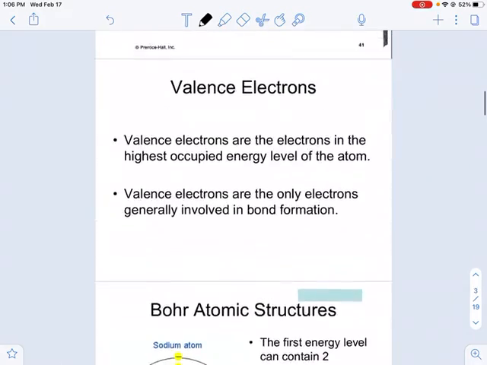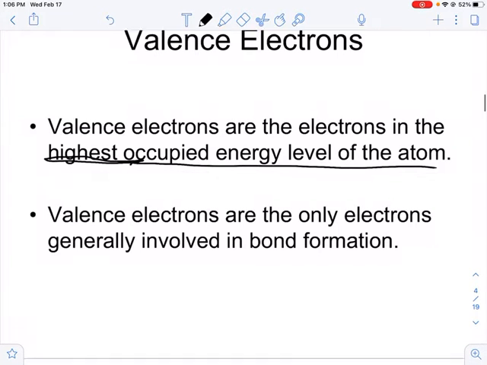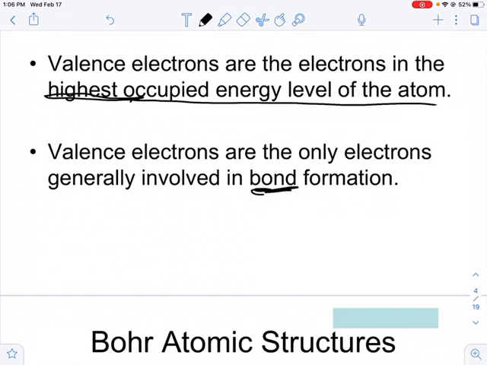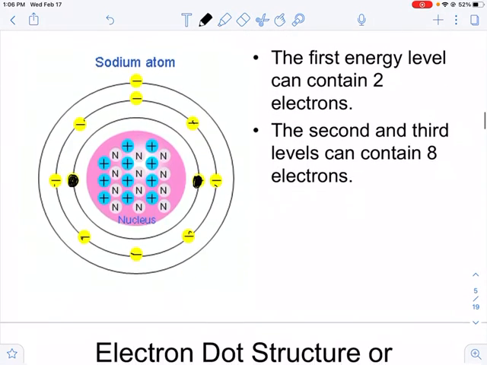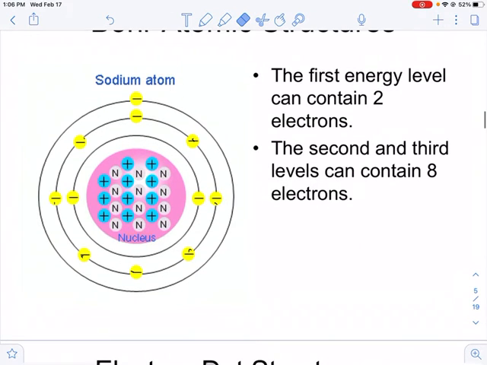And once again, valence electrons are the electrons in the highest occupied energy level of the atom. That's what we talk about when we talk about bonding. When we talk about bonding in the next unit, that's why this is so important. Depending on when you're watching this video, we've done the electron energy level lab. Some have, some haven't.